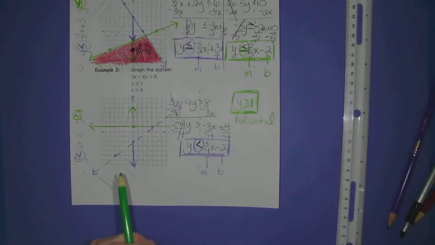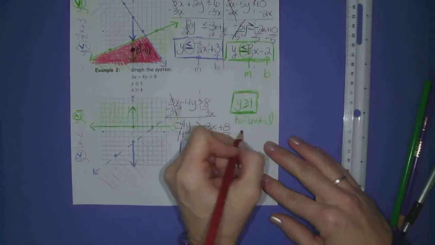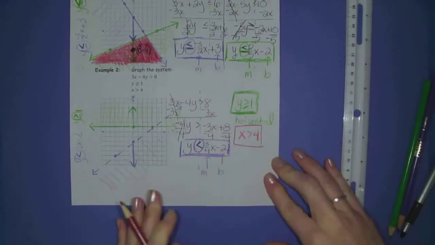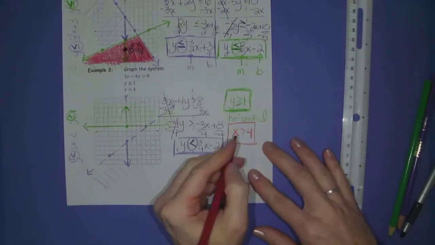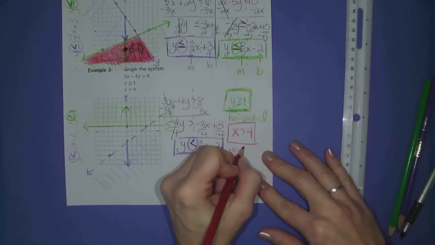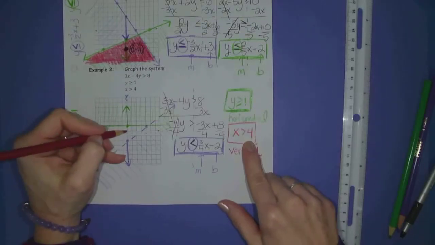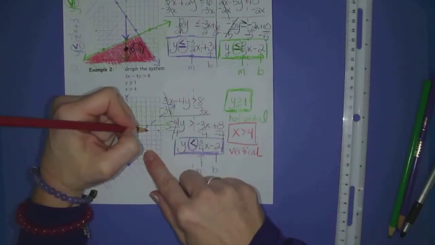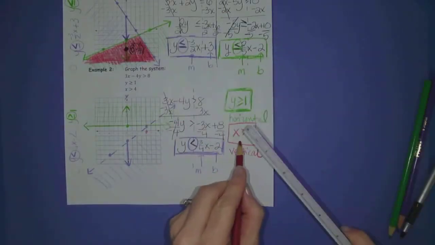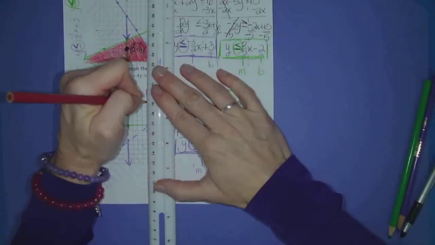Okay, and then last but not least, I'll go to red. We have our final inequality, x is greater than 4. And x is greater than 4 is another special kind of line because it has no y, just x and a constant. That's a vertical line. Where? Well, you go to x equals 4, right here. And you draw a vertical line through here, but it's going to be dashed because the greater than does not have an equal to with it. So we will dash this line through here.